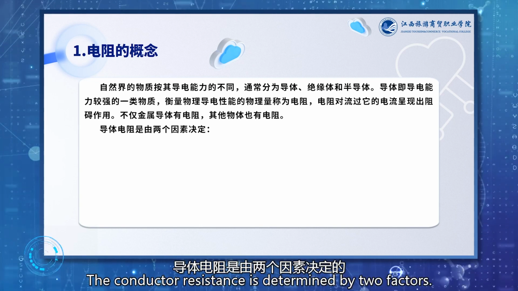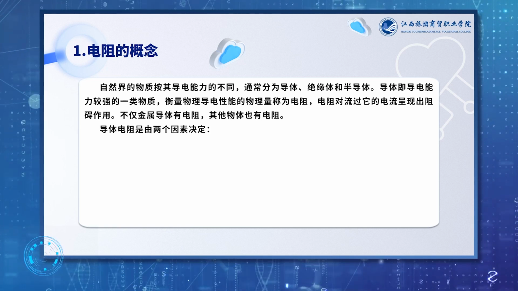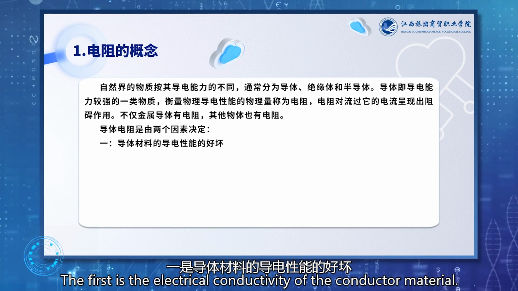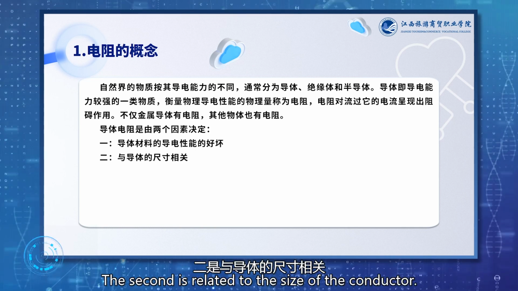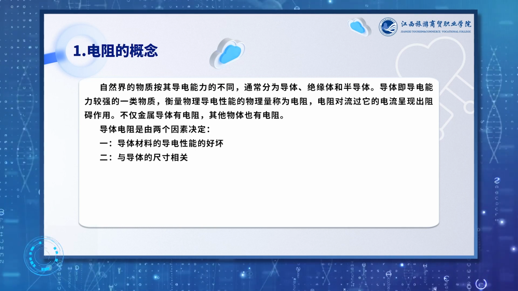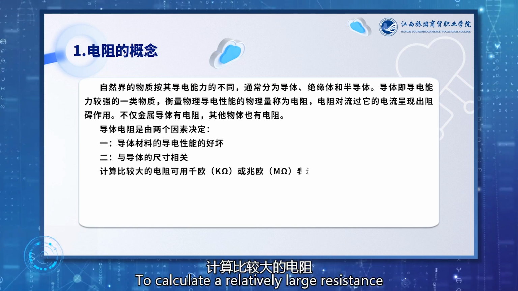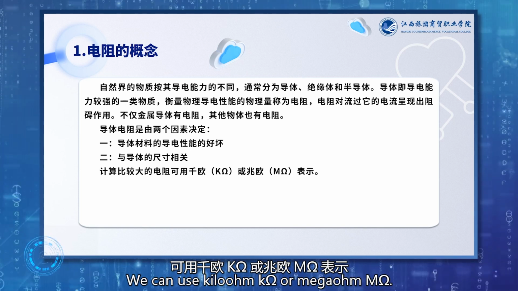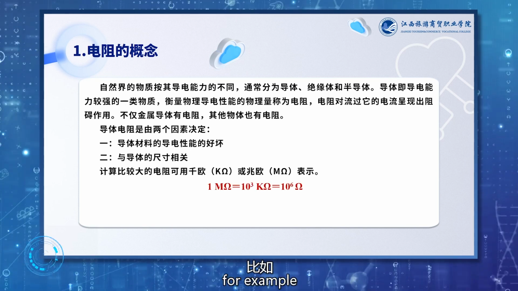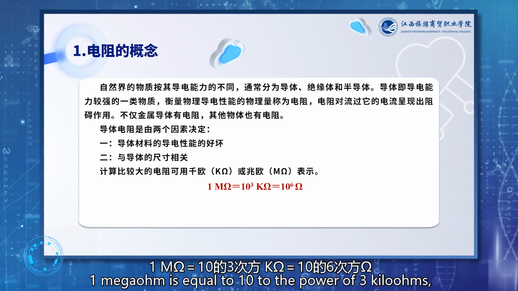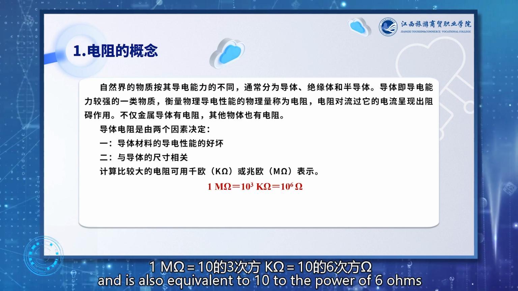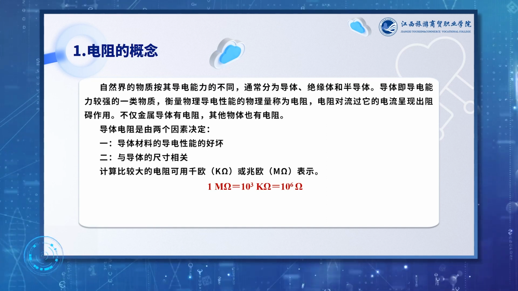The conductor resistance is determined by two factors. The first is the electrical conductivity of the conductor material. The second is related to the size of the conductor. To calculate a relatively large resistance, we can use kiloohm or megaohm. For example, 1 megaohm is equal to 10 to the power of 3 kiloohms and is also equivalent to 10 to the power of 6 ohms.